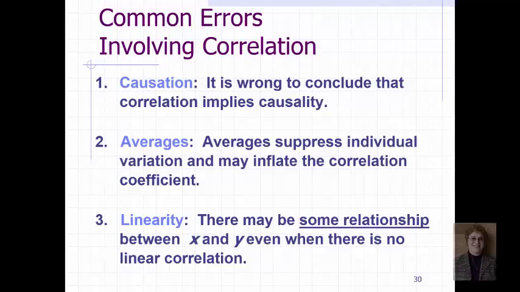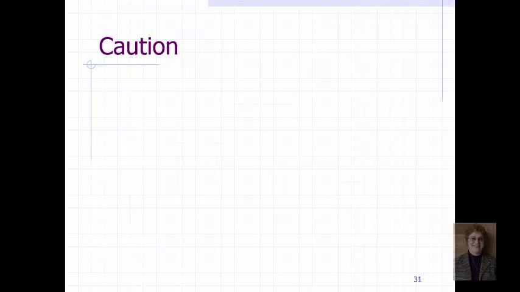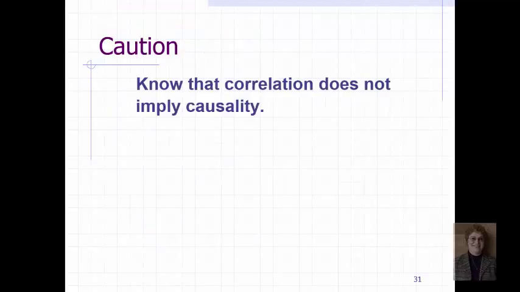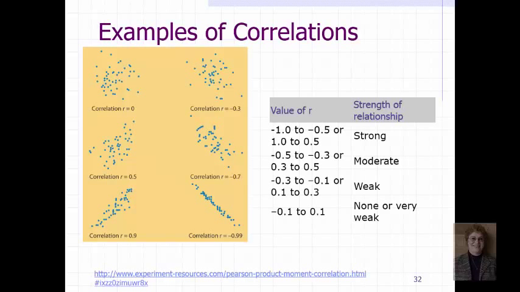And remember that there may be some relationship between X and Y even when we get an R of 0, because the relationship may not be linear. So again, be careful. Correlation does not imply causality. Here are some more scatter plots that show you no correlation up to a very weak correlation.